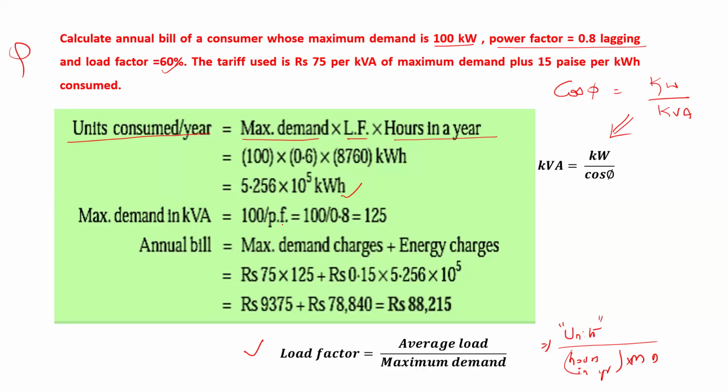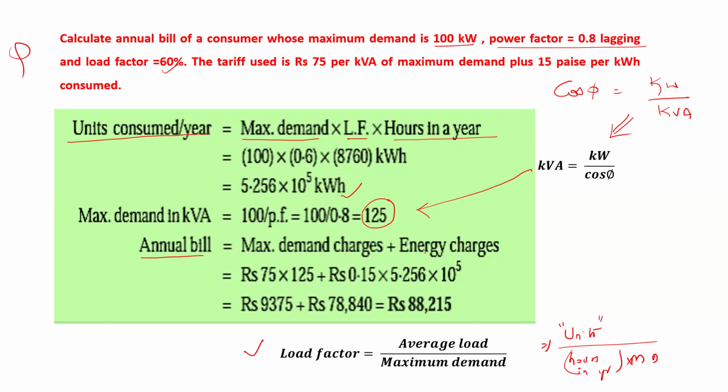Maximum demand in kVA, I use this formula. The value of kilowatt is 100, the power factor is 0.8. Substituting, we get a maximum demand of 125 kVA. Now let's go for the annual bill.